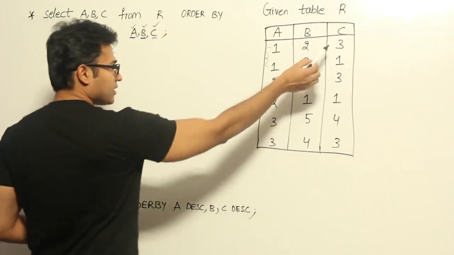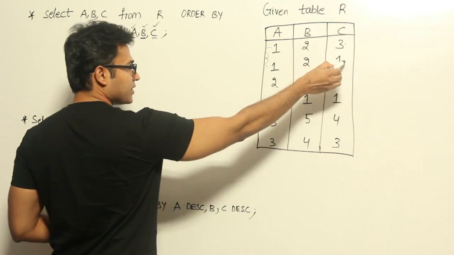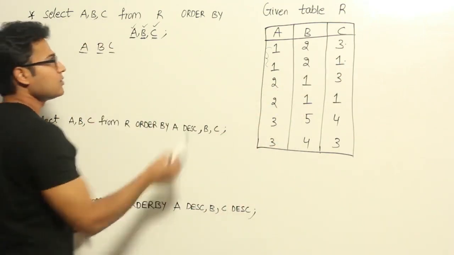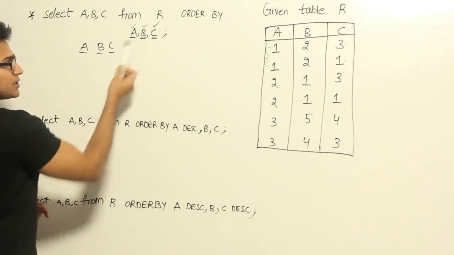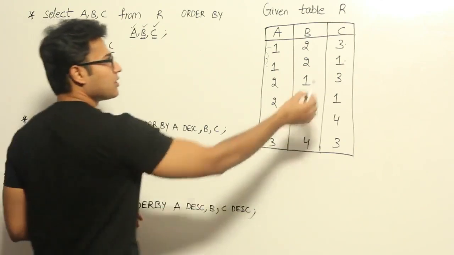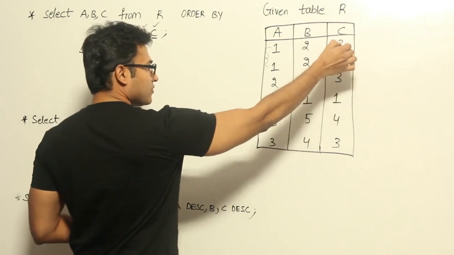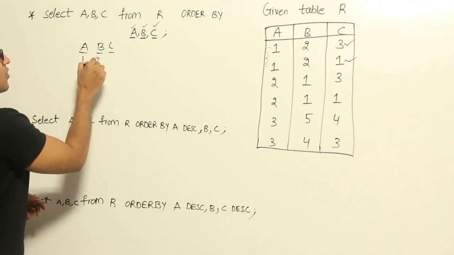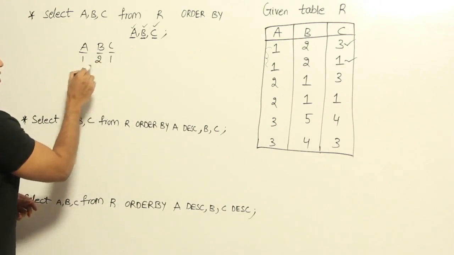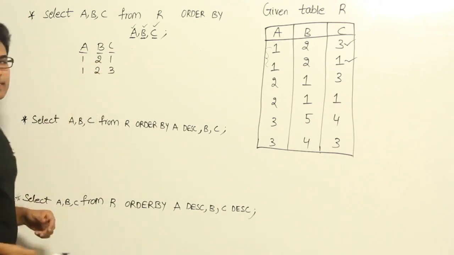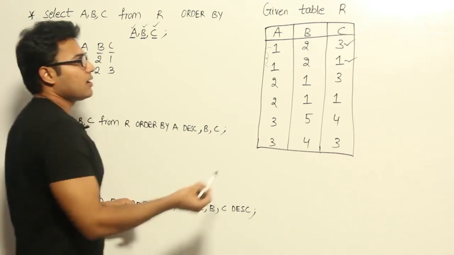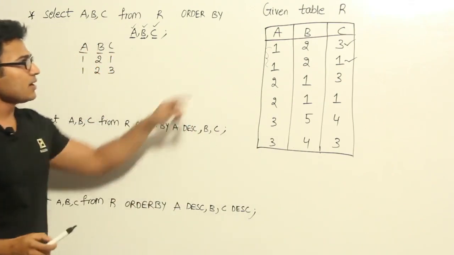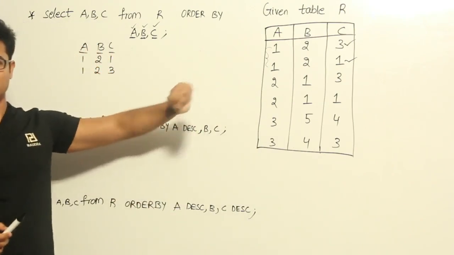Now the value of C: C is 3 here and C is 1 here, but we are saying that C has to be in ascending order. Therefore all of these have to be in ascending order. So the best order is that this one will be displayed first and then this one. Got it? Therefore you are going to see 1, 2, 1 and 1, 2, 3. And now looking at the next one, again for the values of A you are going in ascending order only.